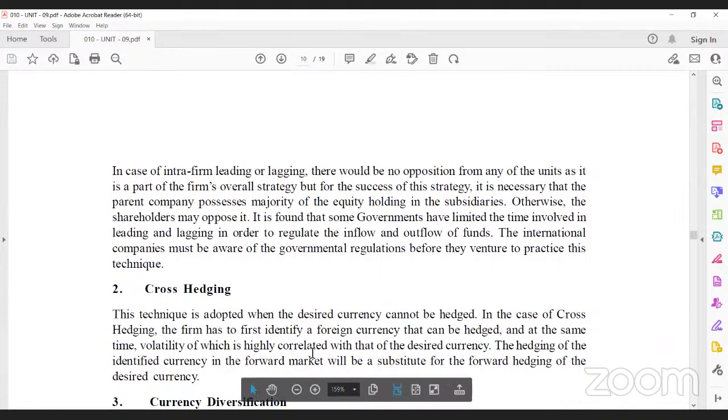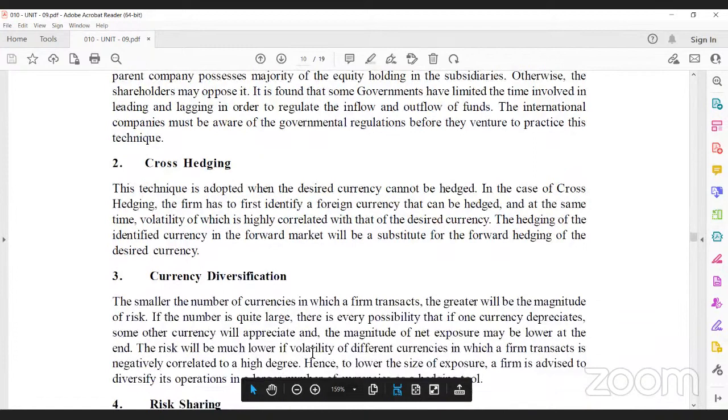Cross hedging. What is cross hedging? It is a technique adopted for currencies which cannot be hedged. In case of cross hedging, the firm has to firstly identify foreign currencies that need to be hedged. Volatility which is highly correlated with the desired currency, the hedging of the identified currency in the forward market will act as a substitute, an alternative for forward hedging of the desired currency.